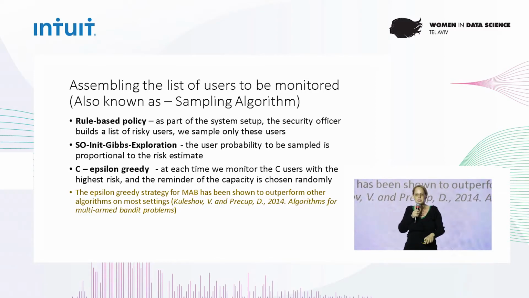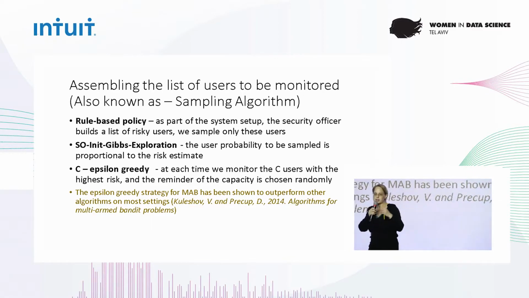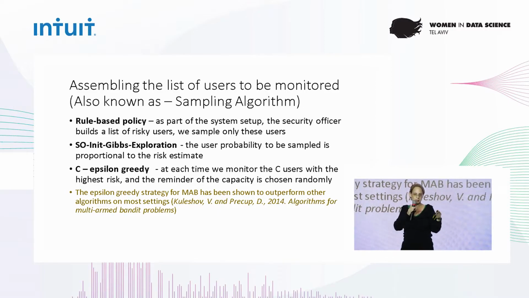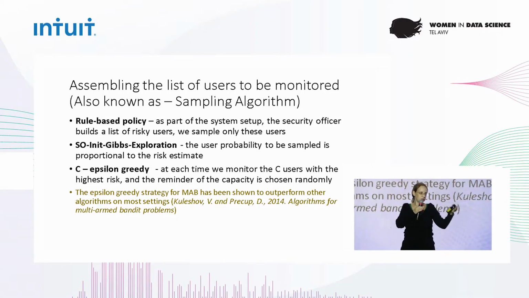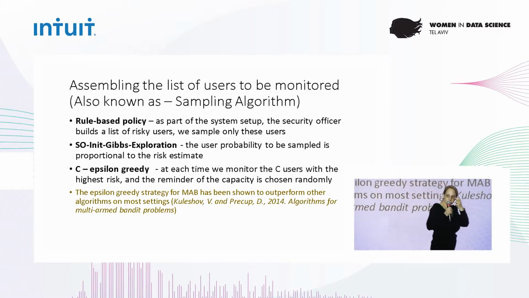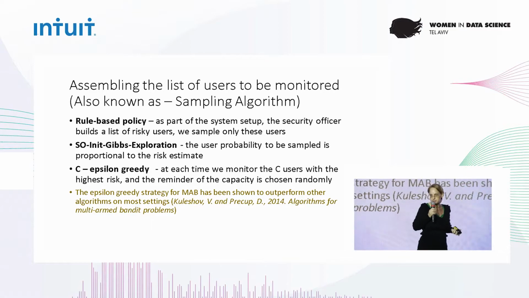And I said that I was inspired as well by the multi-armed bandit problem. So a strategy inspired by the multi-armed bandit epsilon greedy is C-epsilon greedy. We have a capacity, and we want to both exploit and explore. So we define a proportion: most of the users are going to be picked from the most risky users, and some of the users are going to be sampled randomly.